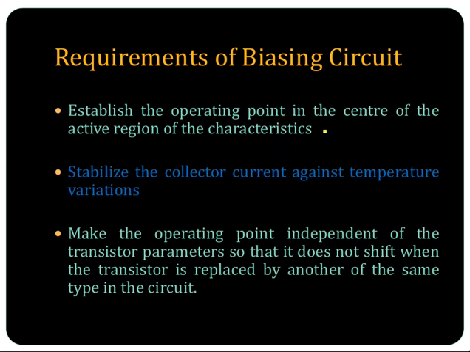Let us go through that once again. The first requirement is to establish the operating point in the center of the active region of the characteristics. The second point is to stabilize the collector current against temperature variations. Then the third point is to make the operating point independent of the transistor parameters, like beta, and we should ensure that the operating point will not shift when the transistor is replaced by another of the same type. So the purpose of any biasing circuit should be to meet these three requirements. Let us see biasing circuits one by one.